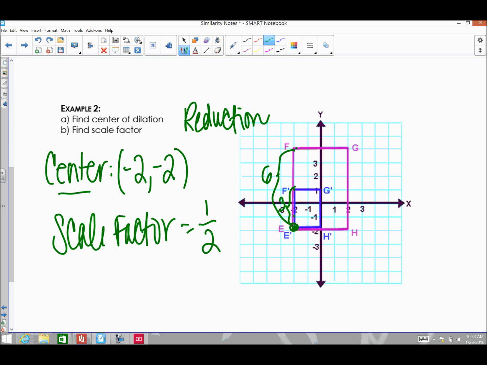So that's it for that. There is a formula that we'll talk about at some point, for how you can come up with the scale factor when it's more difficult to find. But for these, it's pretty easy just to be able to count it. So that's it for today.